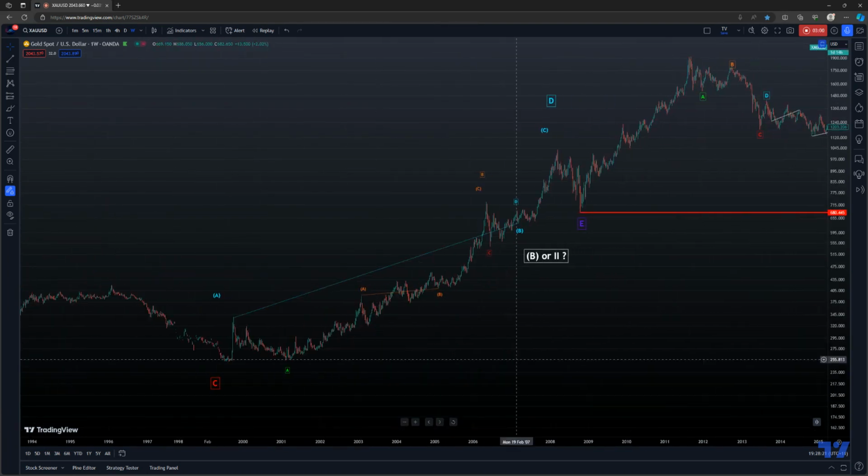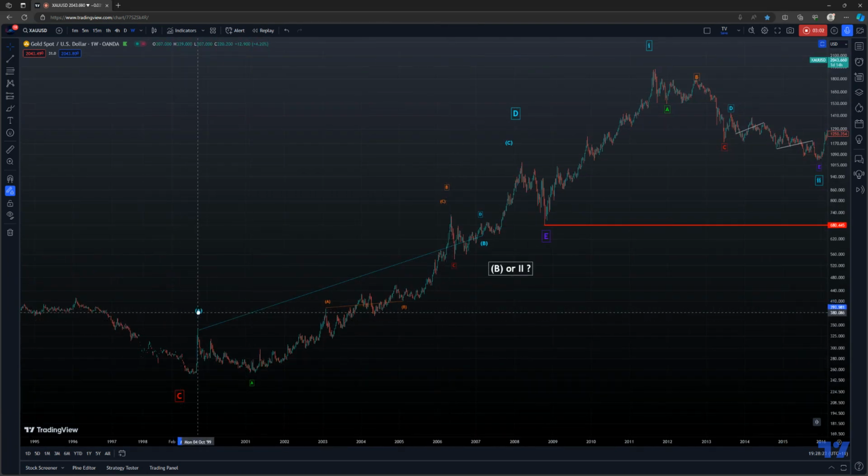So therefore, that means that we have wave A of the zigzag, small. We have A and then a large B in the middle here. You can see I've marked out the AB of that zigzag. And then we have a C, a D, and an E.